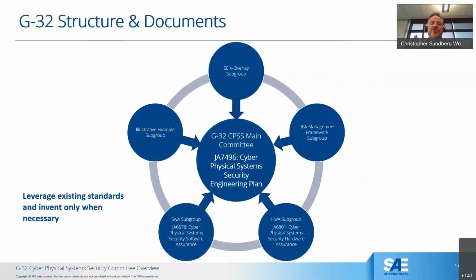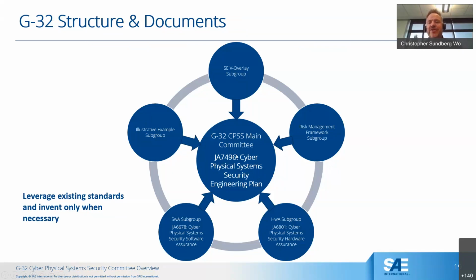How is this document going to be structured? Well, our main document, which we're currently resolving ballot comments on from our ballot that we actually published back in January of 2021, is JA 7496. It's a joint standard, so it's applicable to both aerospace and ground vehicles. This is the Cyber Physical Systems Security Engineering Plan. So this will be our main keystone document.